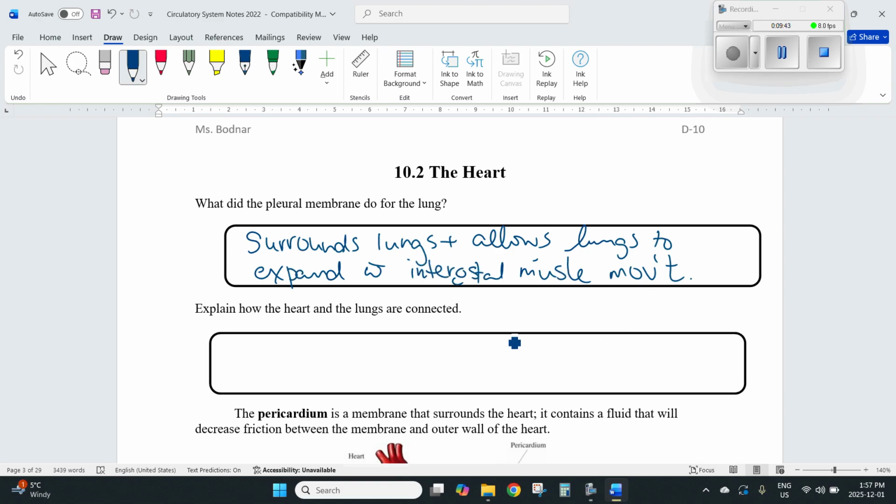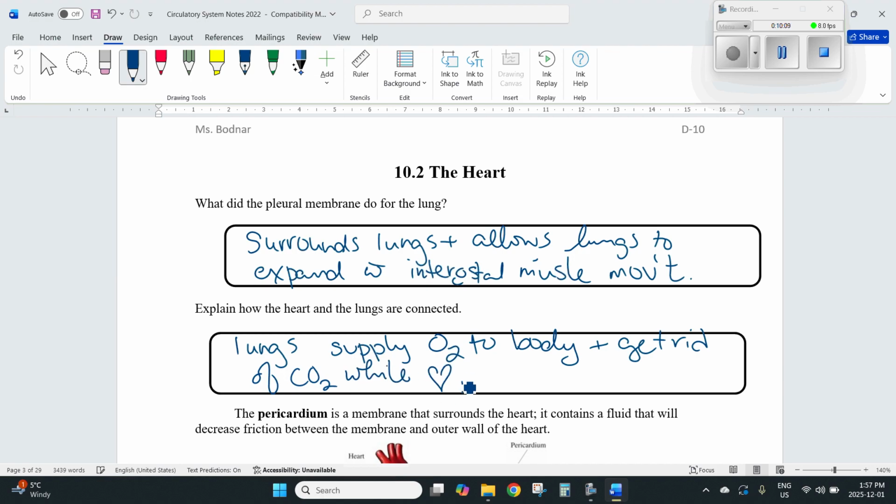So how are the heart and the lungs connected? So the lungs supply oxygen, O2, to body, and get rid of CO2 while heart pumps blood to and from lungs.